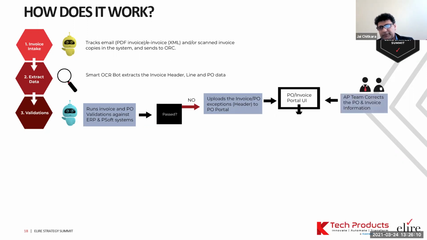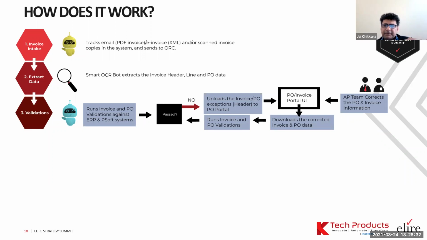The AP team will basically correct that at the header level, the line item level. They can also see whether the PO is going to be reconciled. So it's like a preview of what the ERP workflow is going to do, whether you have a line-to-line match, a header-to-header match, or a receipt level match or not. Regardless, when the data gets corrected, obviously it's going to get validated by the bot one more time.